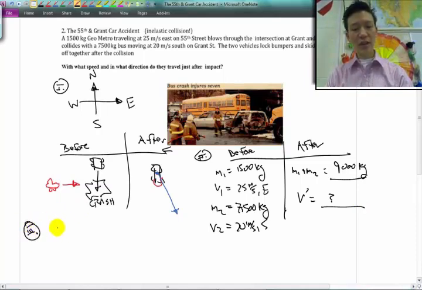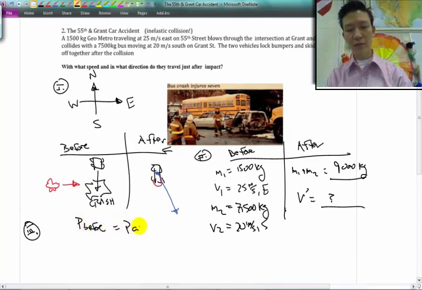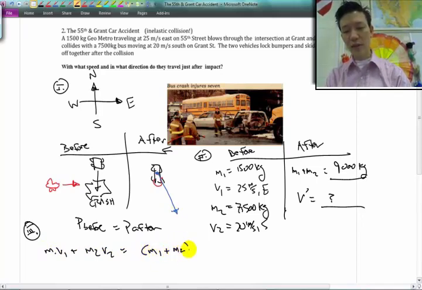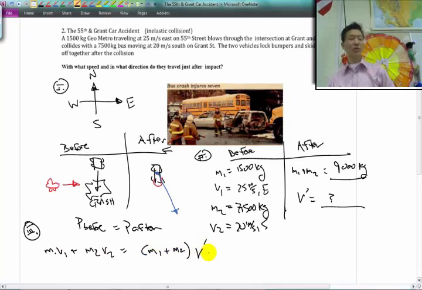Step 3, we read out our equation. In an inelastic collision, the momentum before, P before, equals P after. Momentum before equals momentum after. So the momentum before is M1 V1 plus M2 V2. And then afterwards, they crash and stick, and they act as one object. M1 plus M2 times V prime, which is total.